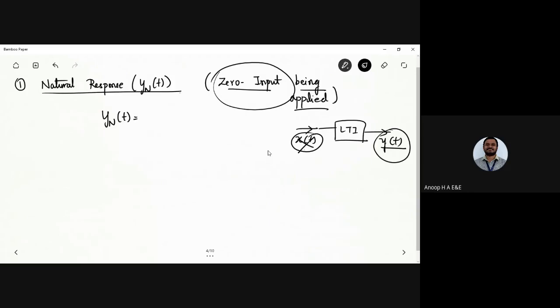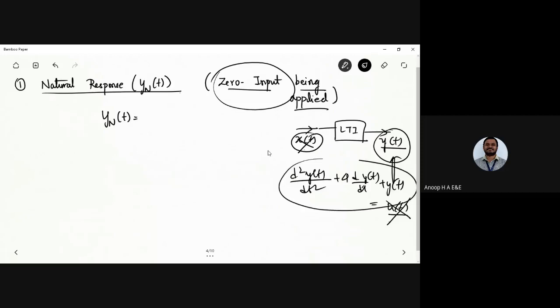So what is the nature of the system that is present there? You have a system characterized by the differential equation, say d squared y by dt squared plus 4 d by dt of y of t plus y of t. Okay, so you have an input called, say, u of t, the unit step function. Let me take a simple equation. So without the unit step function being applied as the input, how is the nature of the system? That is generally termed as the natural response of the system.